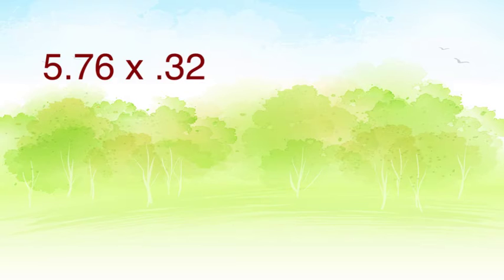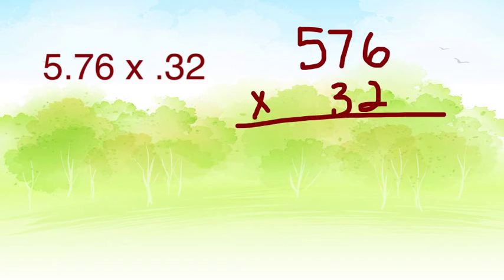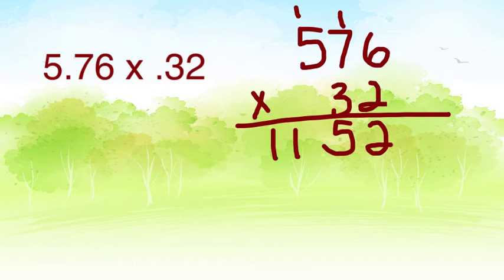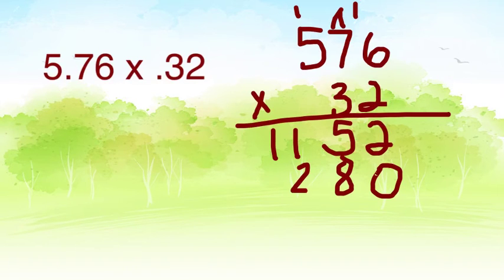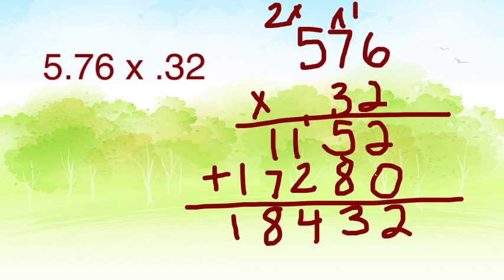It does not matter how many numbers you have. You always start treating it as a whole number, 576 times 32, and then you follow all your steps for your standard algorithm, putting our 0 down, adding up my numbers, and now I go back to my original problem and say, how many digits did I have after the decimal? Here I see 1, 2, 3, 4.